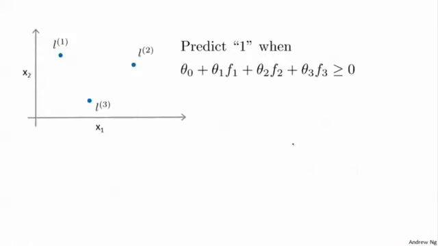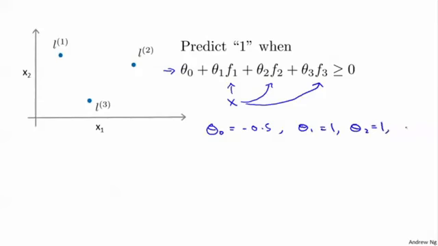So given this definition of the features, let's see what sorts of hypotheses we can learn. Given a training example X, we're going to compute these features F1, F2, F3, and our hypothesis is going to predict 1 when theta 0 plus theta 1 F1 plus theta 2 F2 and so on is greater than or equal to 0. For this example, let's say that I've already run a learning algorithm and somehow ended up with these parameter values: theta 0 equals minus 0.5, theta 1 equals 1, theta 2 equals 1, and theta 3 equals 0.